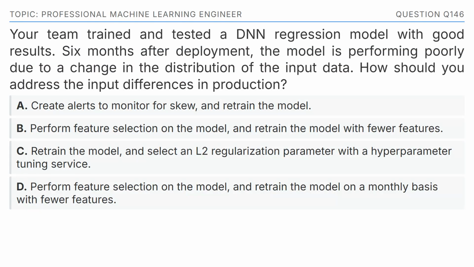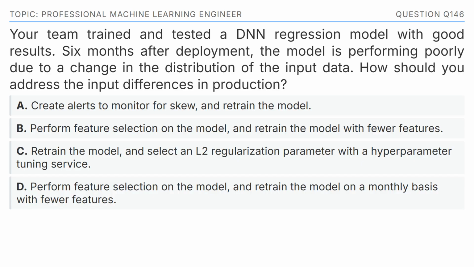Your team trained and tested a DNN regression model with good results. 6 months after deployment, the model is performing poorly due to a change in the distribution of the input data. How should you address the input differences in production?